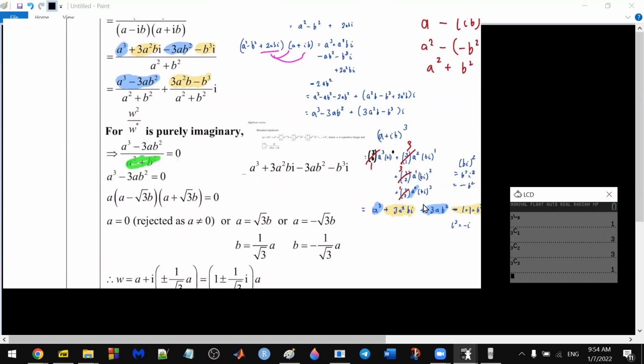Just disappears, becomes a 0. Then you're left with the numerator equal to 0. Factor out the a, then you get, okay, they skip a few steps. Factor out the a, you get a square minus 3b square.